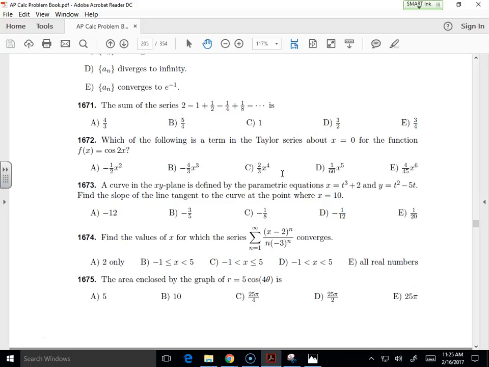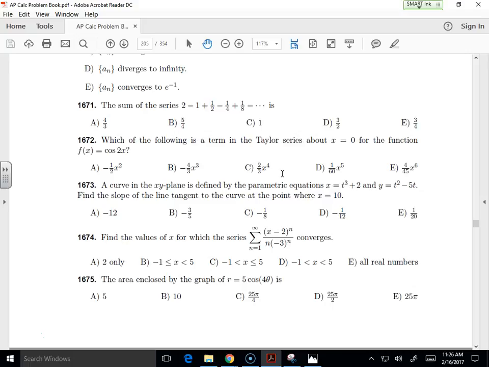Well, we'll just plug in 5 and see if it works. 5 minus 2 is 3 to the n. Negative 3 to the n would be negative 1 over n. 1 over n goes to divergence, so it can't be 5. So D.